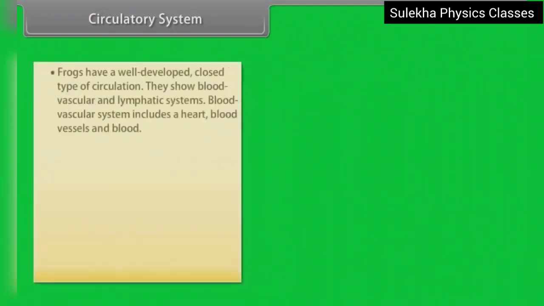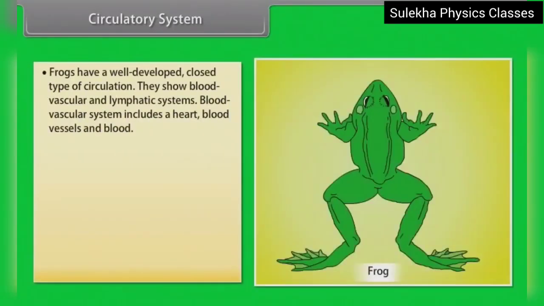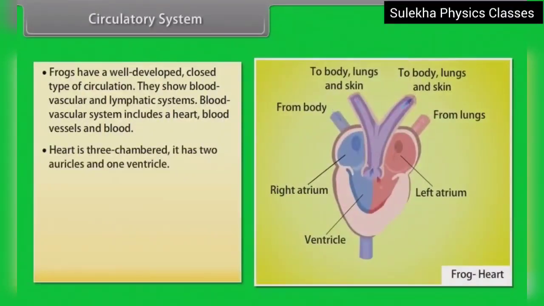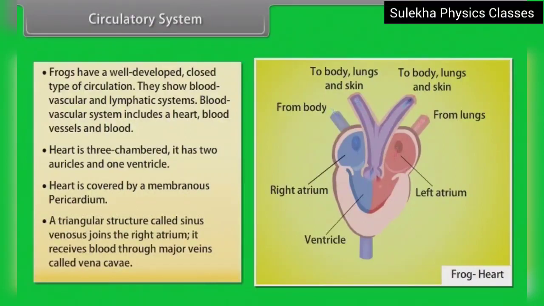Circulatory system. Frogs have a well-developed closed type of circulation. They show blood vascular and lymphatic system. The blood vascular system includes a heart, blood vessels and blood. The heart is 3-chambered. It has 2 auricles and 1 ventricle. The heart is covered by a membranous pericardium. A triangular structure called sinus venosus joins the right atrium. It receives blood through major veins called vena cava.